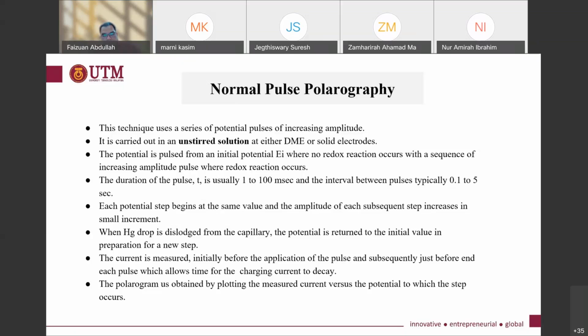When the mercury drop is dislodged from the capillary, meaning when the mercury drops and falls from the capillary, the potential will return to the initial value in preparation for a new step. So the current is measured initially before the application of the pulse and subsequently just before the end of each pulse. The polarogram is obtained by plotting the measured current versus the potential to which the step occurs.